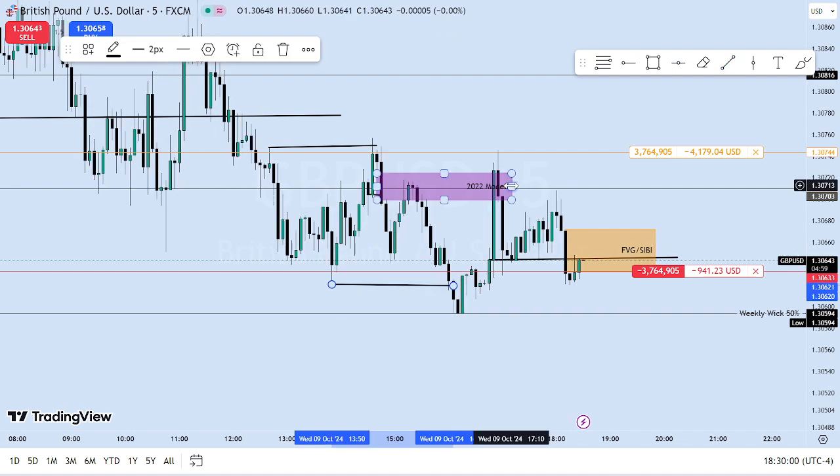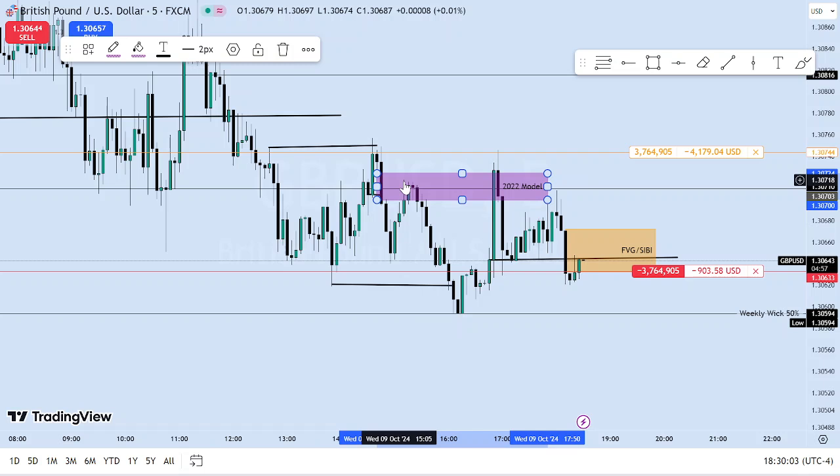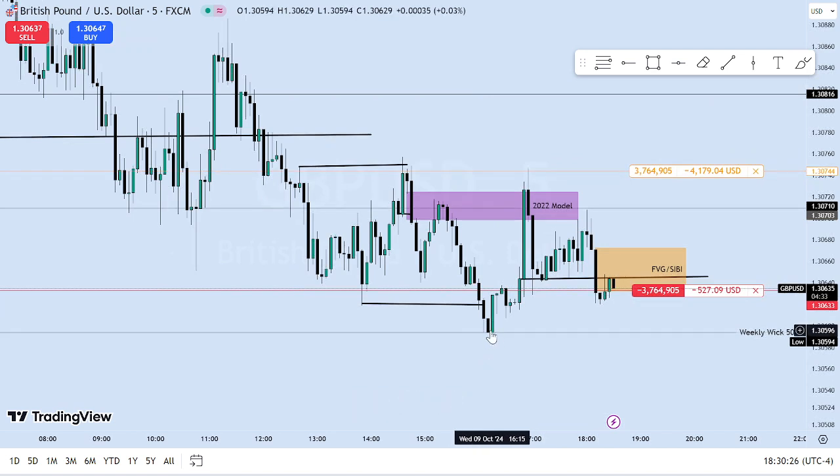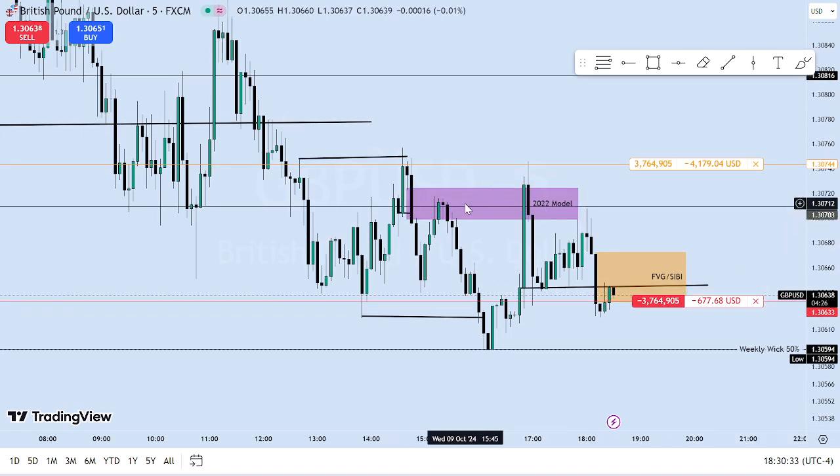This is 2022 model. At what time of the day? 2 to 3 p.m. This candle is 2:45 p.m. Then we deliver inside it at 3:10. 2 to 3. The fair value gap you said, drop at the 50%. You see the price reaction there. So this is a 2022 model. You can utilize it, you can go over it.